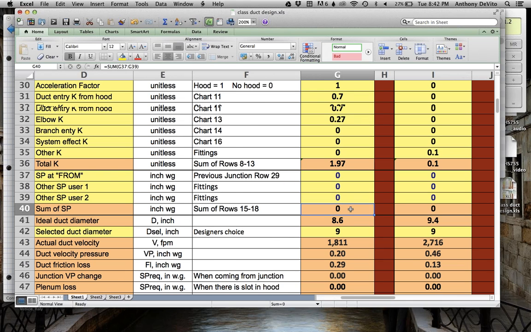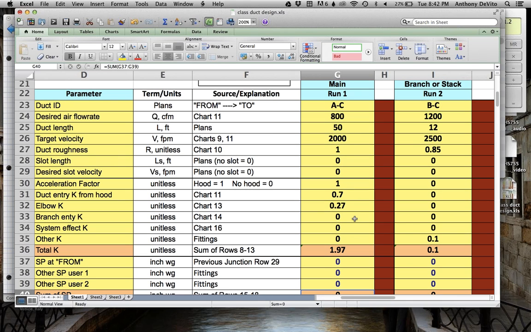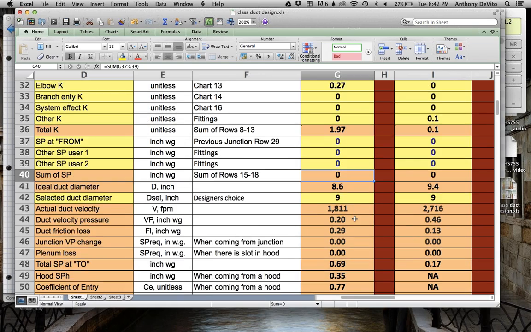Now, according to this, in order to get the velocity that we wanted, the 2,000 feet per minute, and get that Q value, we need a duct that is 8.6 inches in diameter. That's the ideal duct size. Can you go to Grainger and order 8.6 inch diameter duct? They can't, so you've got to choose 8 or 9 inches, right? So in this one, it put in 9 inches for us. The only problem with that now is our actual duct velocity, our transport velocity, is 1,800 instead of 2,000.